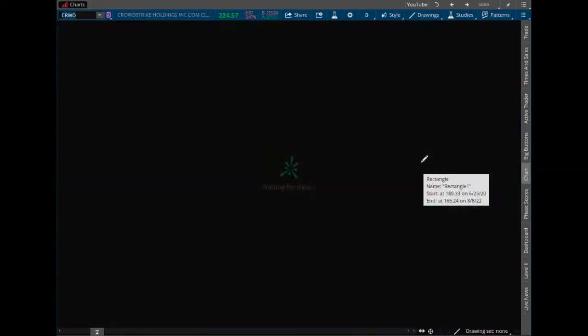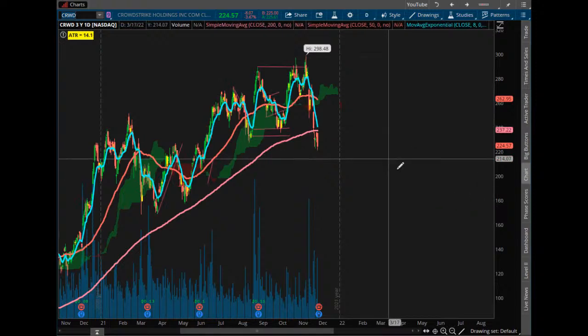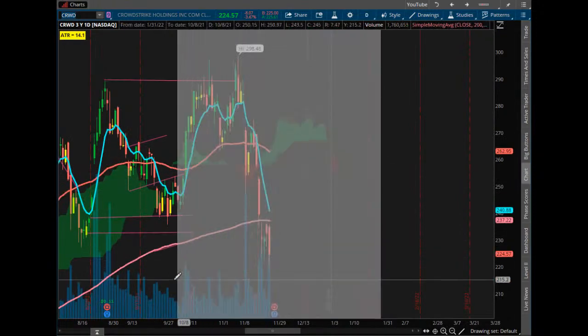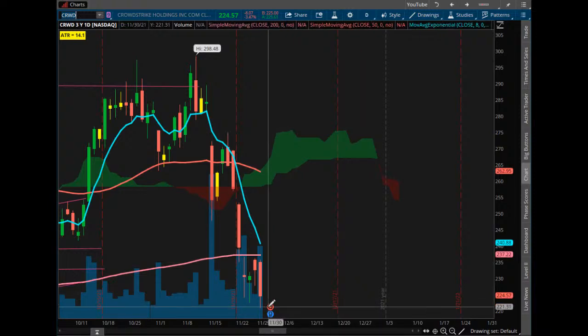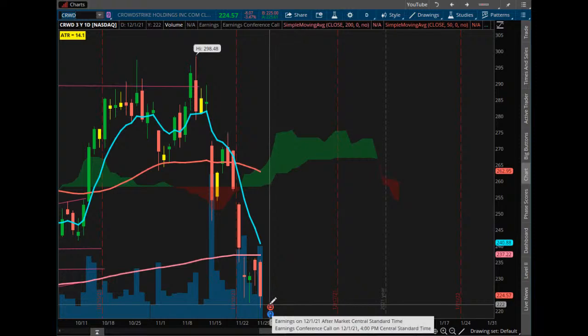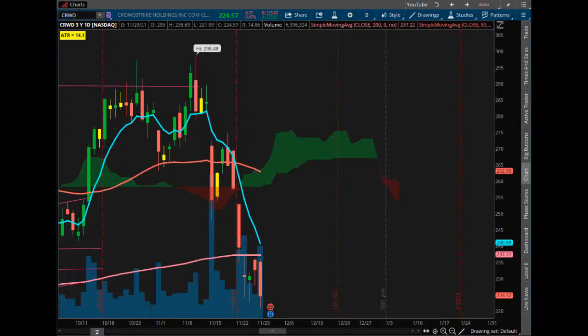And then CRWD, again, tough sector here, the cloud security sector. Nasty pullback on this one here. Earnings coming up very soon. So look for that one coming up on Wednesday after the close. Okay, so keep an eye on CRWD, see how it does after earnings, and then maybe it'll give us some more direction.